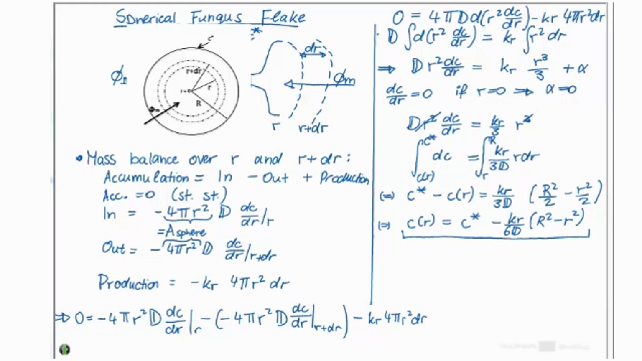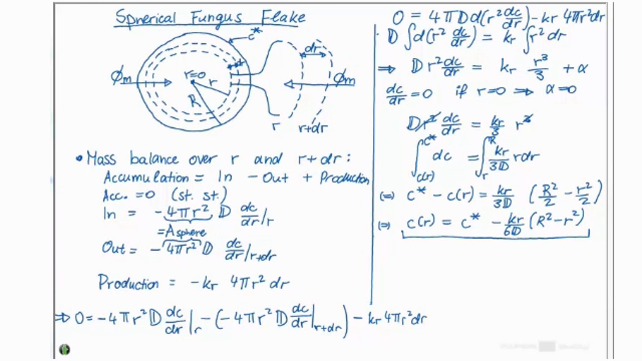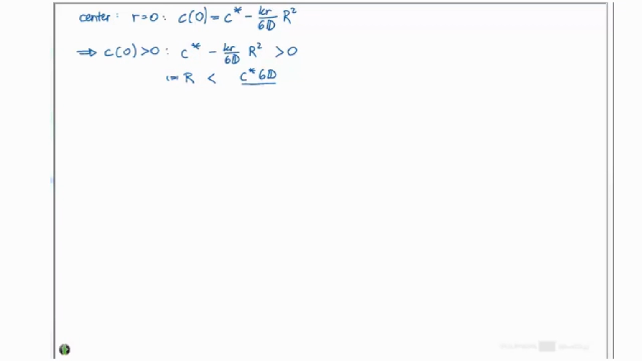Now to solve the question numerically, the condition imposed at the beginning of the exercise was that the center should receive oxygen at all times. So C at point 0 should always be larger than 0. So this term should always be larger than 0. So you have the maximum radius of the flake is the square root of C star times 6 times the diffusion coefficient divided by the reaction constant.